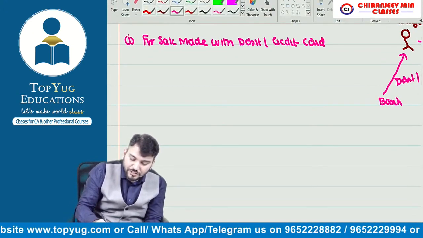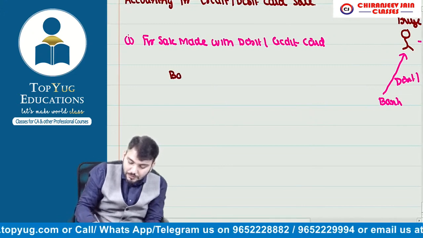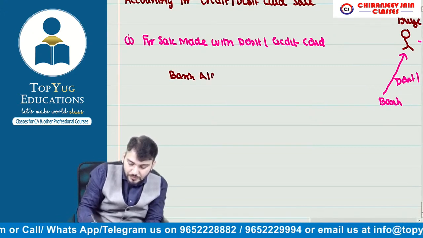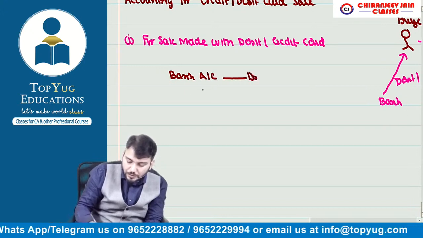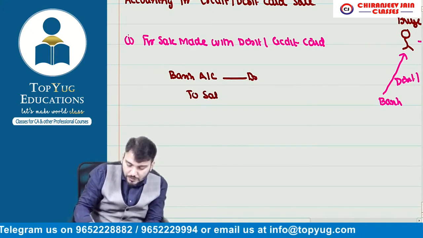Understood? What is the journal entry? Bank account will increase, so bank account debit to sales.